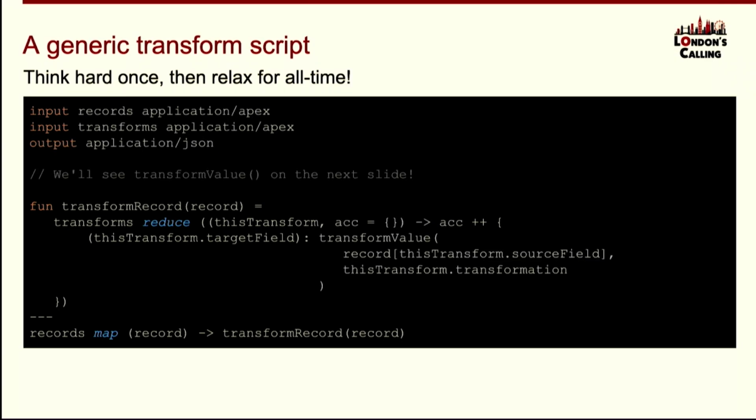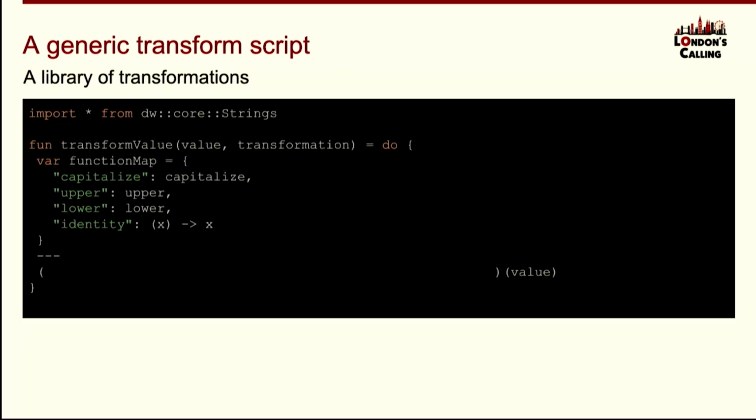And the value that we're adding this time is something that we're going to get by calling a function that we're going to see on the next slide called transform value. So this allows us to generically process all of those records. And so we'll go over to transform value.